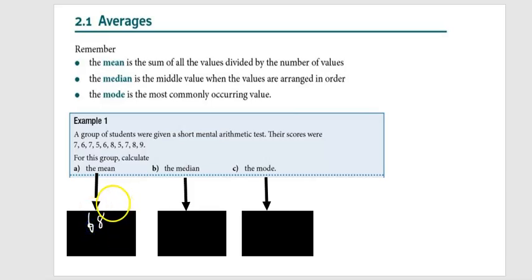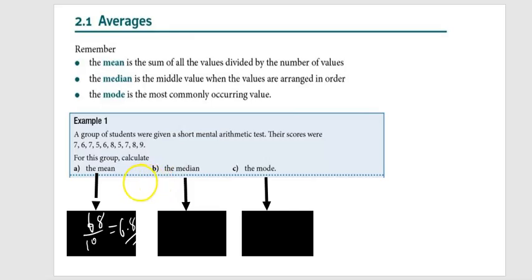68, correct. So 68 divided by how many values are there? 1, 2, 3, 4, 5, 6, 7, 8, 9, 10. Divide by 10. This will give you what? 68 divided by 10, 6.8. So 6.8 is the mean.